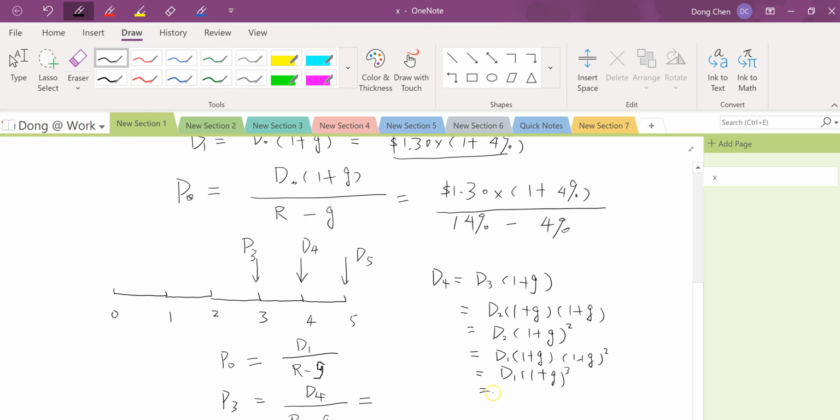But we're not there yet. D1 is further D0 times 1 plus G, and then 1 plus G cubed. So this finally gives me D0 times 1 plus G to the fourth power. So you can see the rule here is that for whichever year's dividend, D4 is simply D0 times 1 plus G to the fourth power. So D100 is simply D0 times 1 plus G to the 100th power. So that's how we can plug in the numbers now.